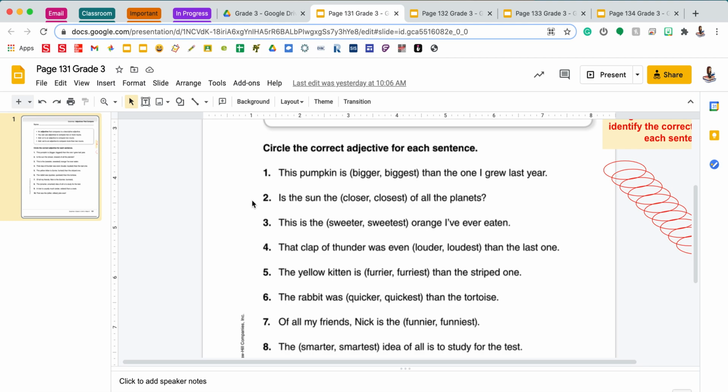Let's do number 1 together. Number 1 says, this pumpkin is blank than the one I grew last year. So because I'm comparing a pumpkin to the one that I grew last year, that's only 2 pumpkins, I need to use an adjective with ER at the end. So I'm going to drag one of my circles to circle bigger. This pumpkin is bigger than the one I grew last year. You will finish this page with the same directions.